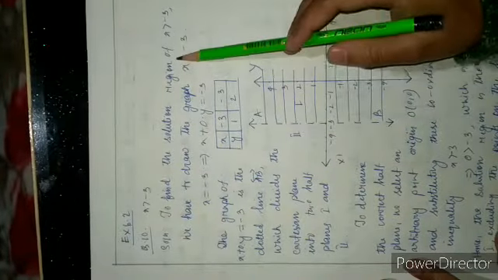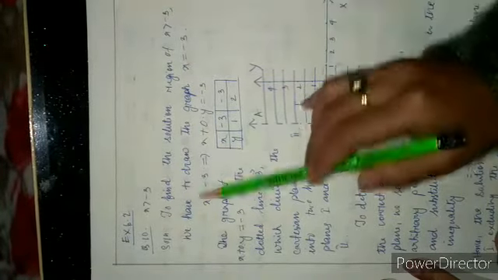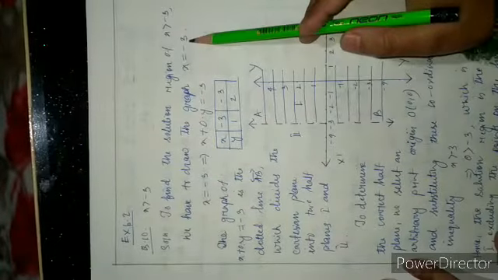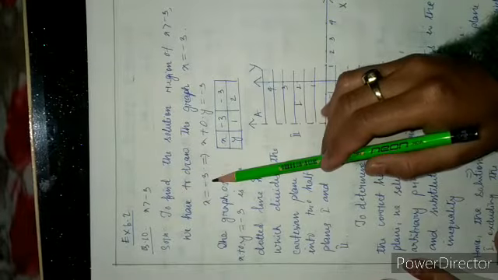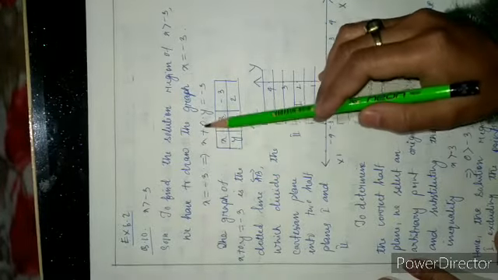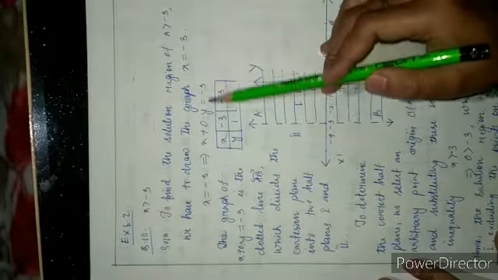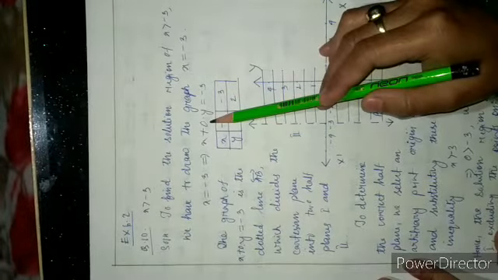To find the solution region of x is greater than minus 3, we have to draw the graph of x is equal to minus 3 at first. X is equal to minus 3 is an equation. We can write it as x plus 0 into y is equal to minus 3. The multiple of y is 0.